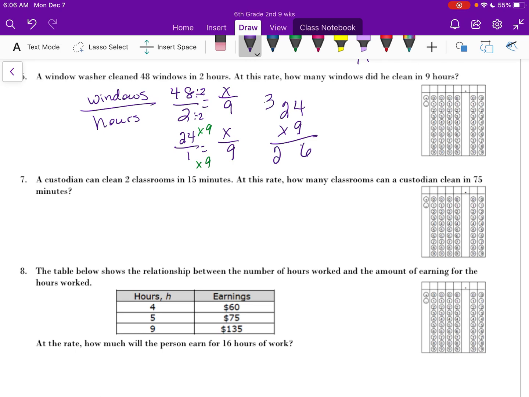18, 19, 20, 21. Now remember, you didn't have to answer it the way that I answered it as long as you get 216 windows.